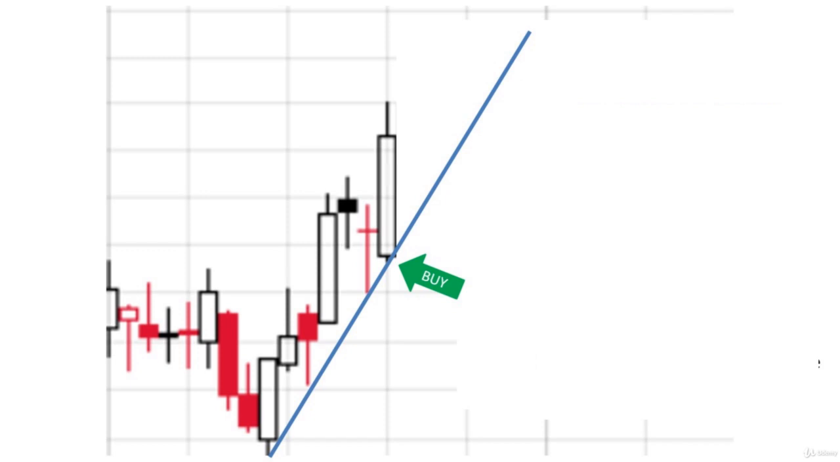You could draw through the middle of the bars, by the way. Just be consistent if you do it that way, but almost everyone does it this way, where you're looking at the low of the lows, and I prefer it that way, and that's how I'll demonstrate it, but it doesn't mean you're wrong. If you want to go through the middle of the candlesticks, just make sure you're consistent.